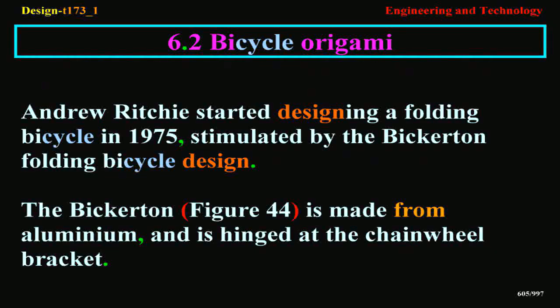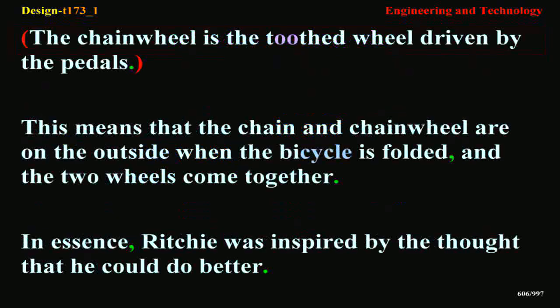6.2. Bicycle origami. Andrew Ritchie started designing a folding bicycle in 1975, stimulated by the Bickerton folding bicycle design. The Bickerton (Figure 44) is made from aluminum and is hinged at the chainwheel bracket. The chainwheel is the toothed wheel driven by the pedals. This means that the chain and chainwheel are on the outside when the bicycle is folded, and the two wheels come together. In essence, Ritchie was inspired by the thought that he could do better.